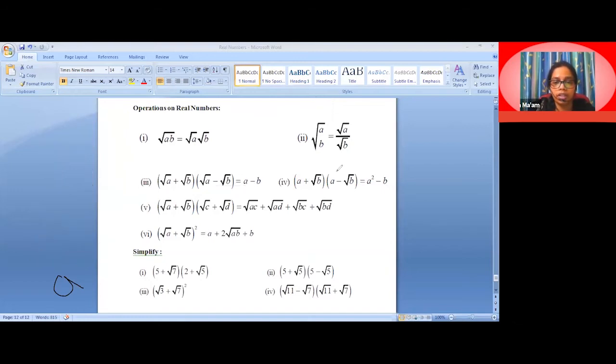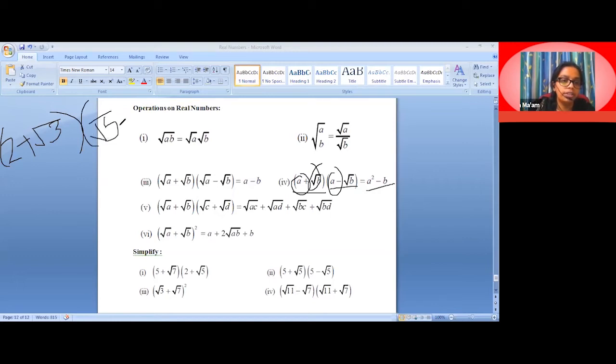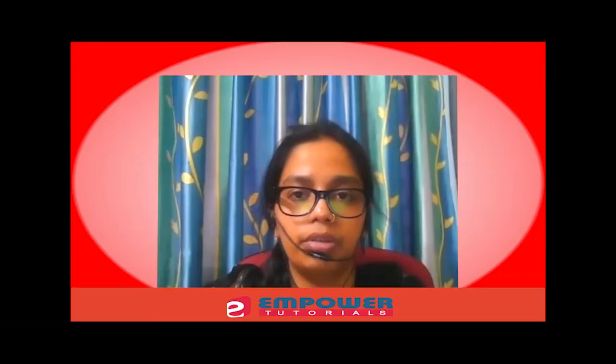Okay, now next one. What if I have one bracket root a plus root b and another root a minus root b? Again, same, I will consider root a as a. So this will be root a square minus root b square, which will be a minus b, right? What if you have root a plus root b into root c plus root d? When you are multiplying two brackets, so let's say 2 root 3 in one bracket, and in another bracket you have root 5 plus root 6. Wait, we will see this on the board.